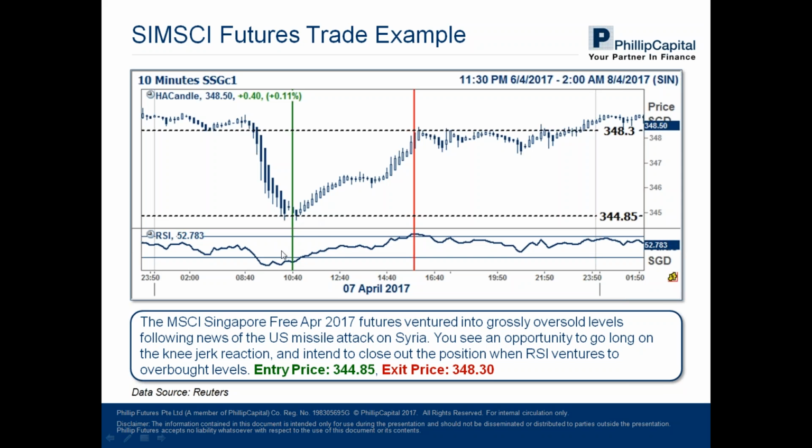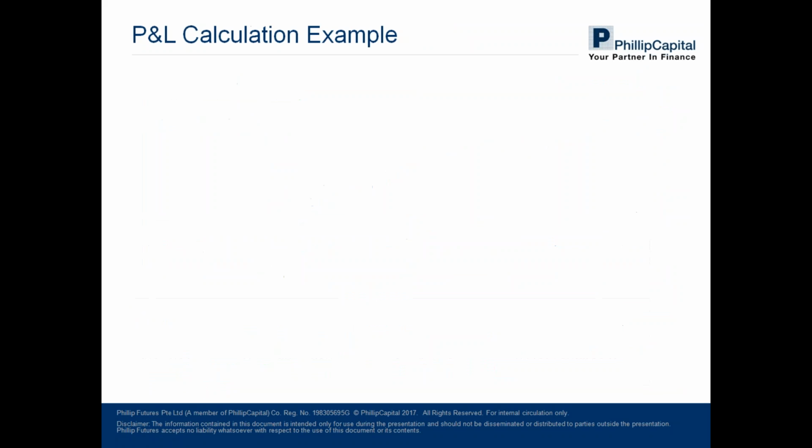So in this trade example, I entered into a long position at the price of 344.85. And I held on to this long position until the RSI showed overbought levels, which is at 348.3. So my entry price was at 344.85. My exit price was at 348.3. So look at the price difference. It's just maybe 3 points, close to 4 points of index price movements. Nothing exceptionally significant, but the impacts of leverage can amplify my profits in this example.